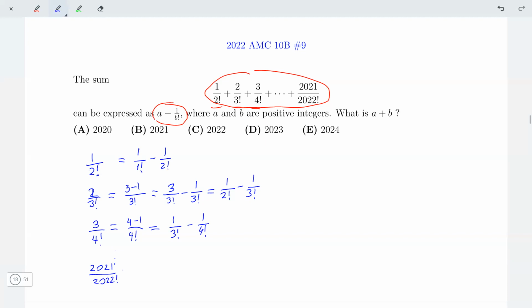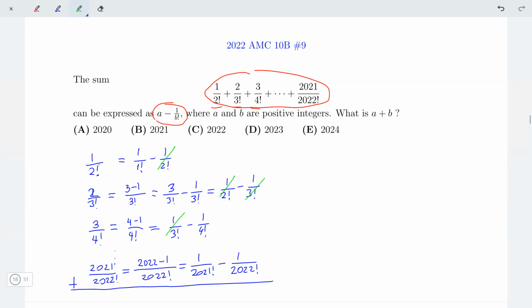then the last term would be 2021 over 2022 factorial. Once again, let's see how this works here, right? So the first terms give us 1 over 2021 factorial, and the second terms, the minus term, gives us 1 over 2022 factorial. If we add these, see the cancellations. So minus, plus, etc. This would cancel with the next plus term, so on and so forth. And the previous minus term would cancel this last plus term.